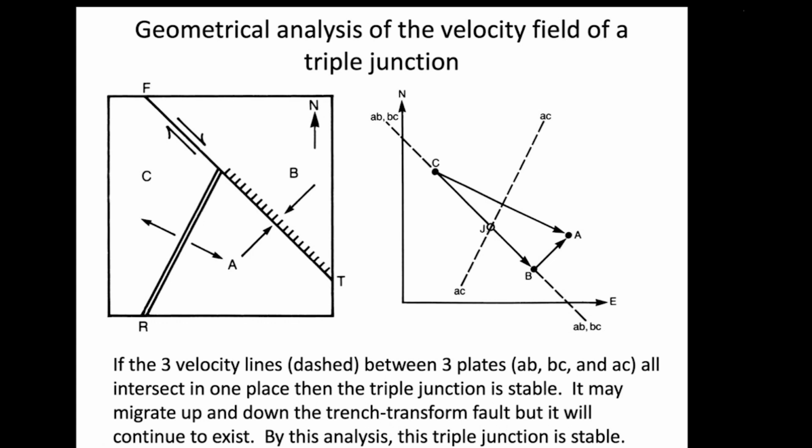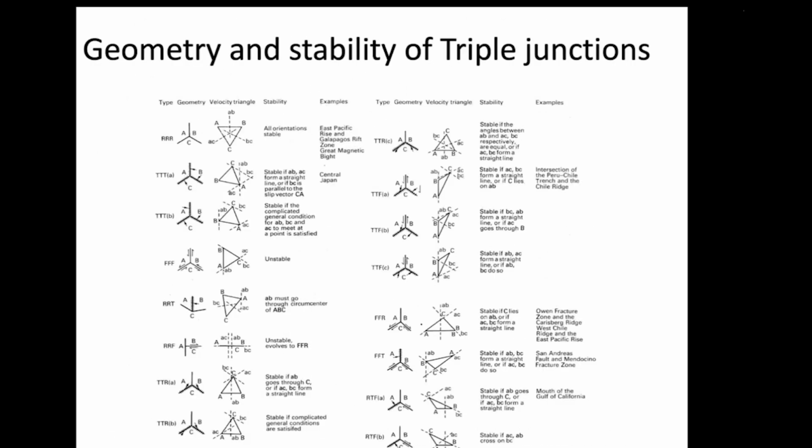Okay. Let's see if we can find in this list. So here's a ridge, ridge, ridge, which is stable. Here's a trench, trench, trench, stable. This is a fault, fault, fault one. It's unstable. Yeah, these are a lot of stable ones, but it looks like if it's a fault, fault, fault, it is inherently unstable. I hadn't thought about that before. Good question.